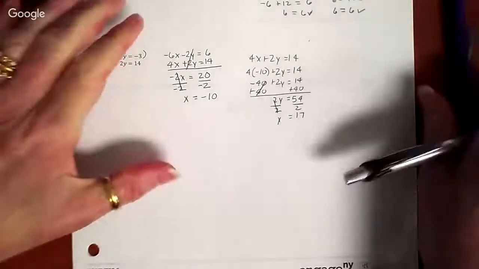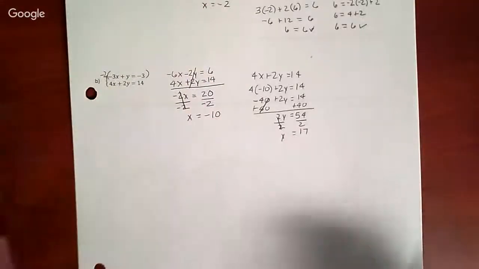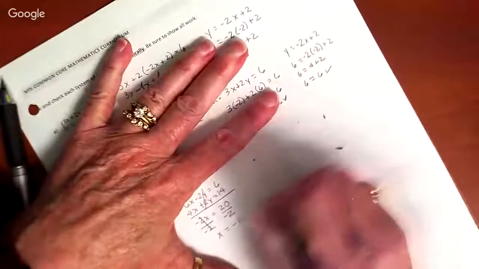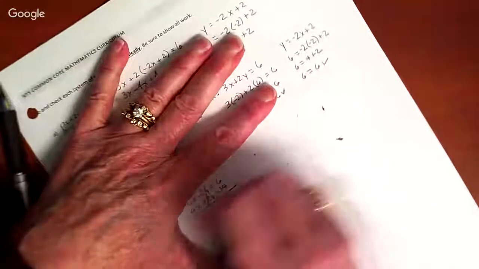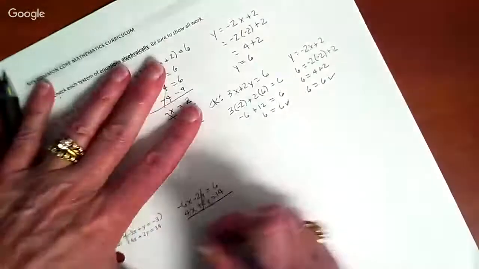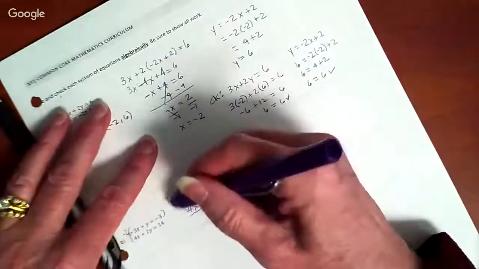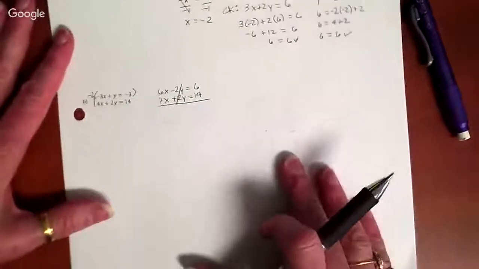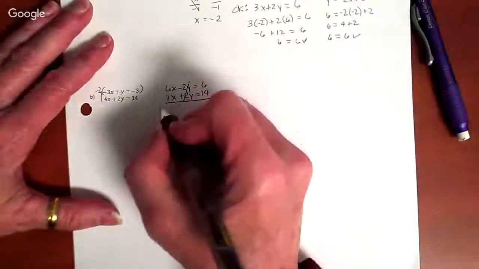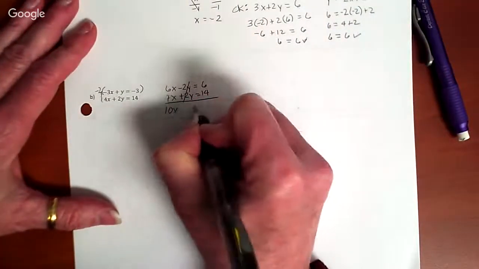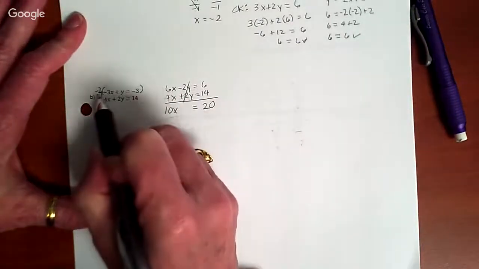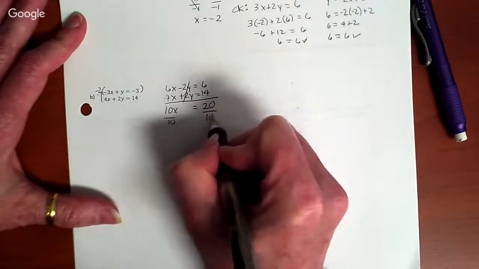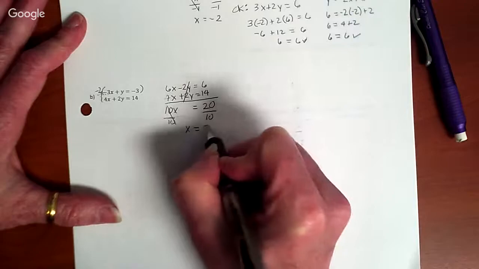I knew something was wrong. Sorry, guys. I apologize. Let me try that one again. I knew those numbers were way too high. This is a 6, not a negative. So let's try that one again, shall we? So now this is 10x equals 20. Remember, that's a positive. So now divide both sides by 10. That's x equals 2.